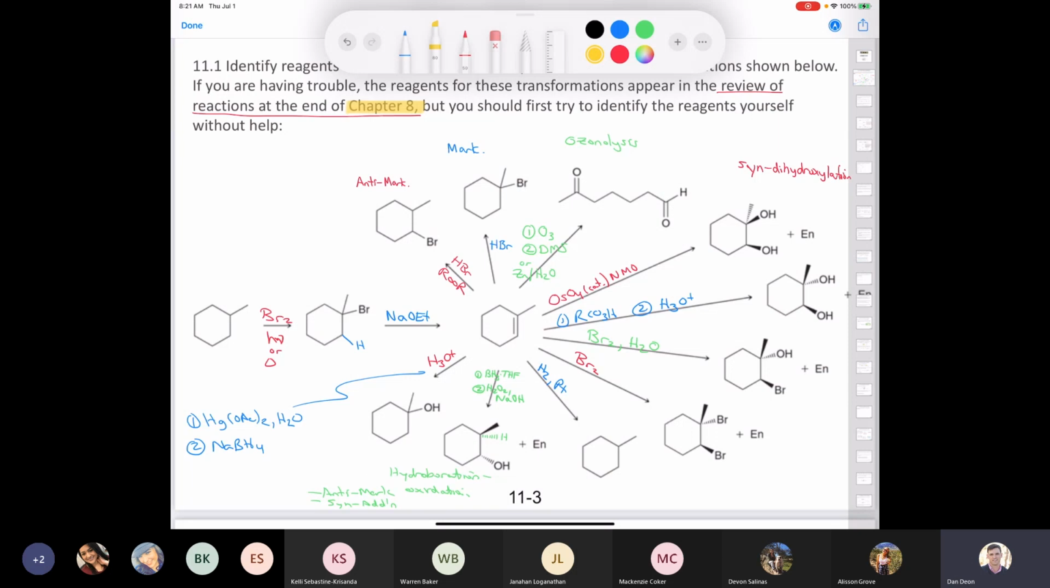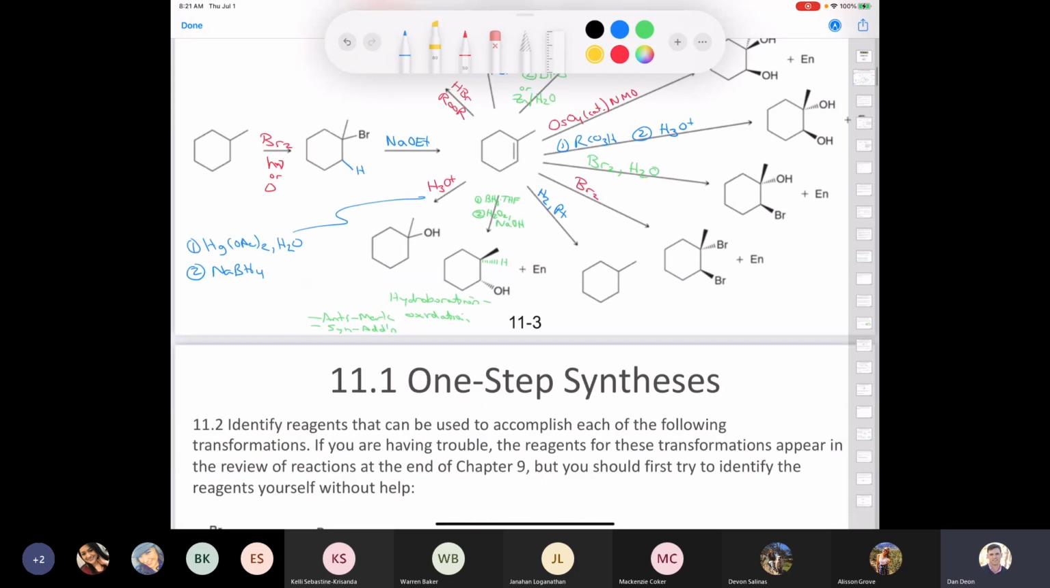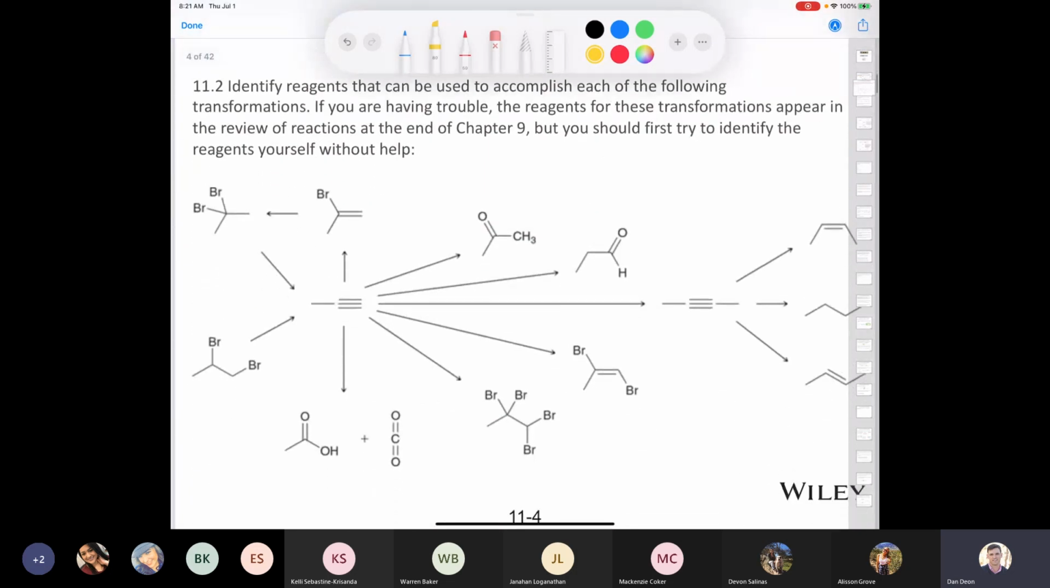Well, with that in mind, let's turn our attention to another question that's just as long, okay? This is question 11.2. The first two questions are really long. It says, identify the reagents that you would use to accomplish all of these transformations. If you're having trouble, take a look at the review of reactions.